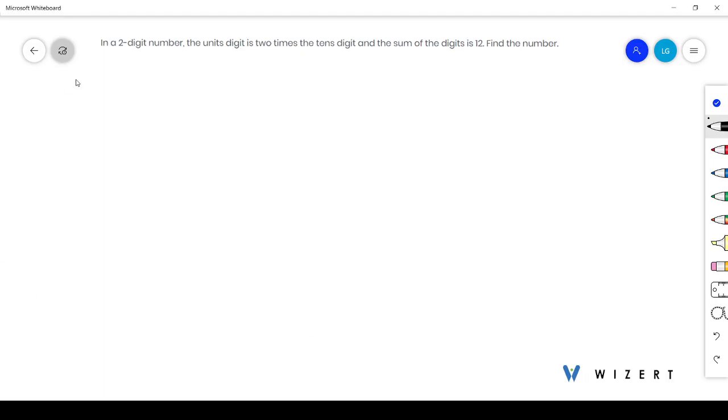Our question is, in a two-digit number, the units digit is 2 times the tens digit and the sum of the two digits is 12. Find the number.